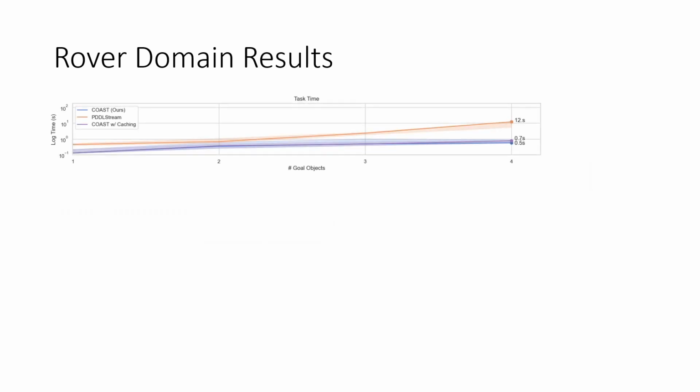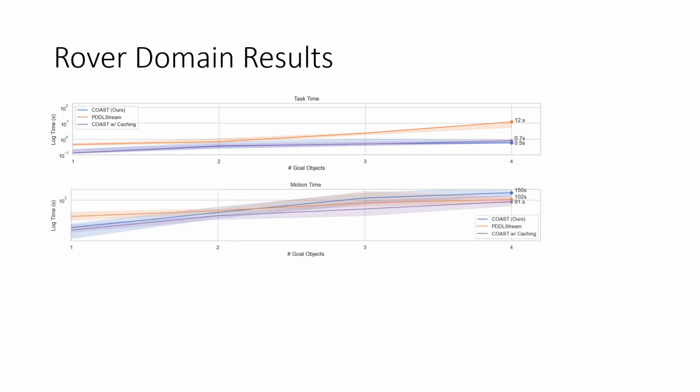The first plot is comparing task planning time of our method with and without caching and PDDL stream. We can see that our method is an order of magnitude faster than PDDL stream. In the second plot, we plot motion planning time. PDDL stream is more efficient than our method without our caching enabled, but slightly worse than our method with caching.